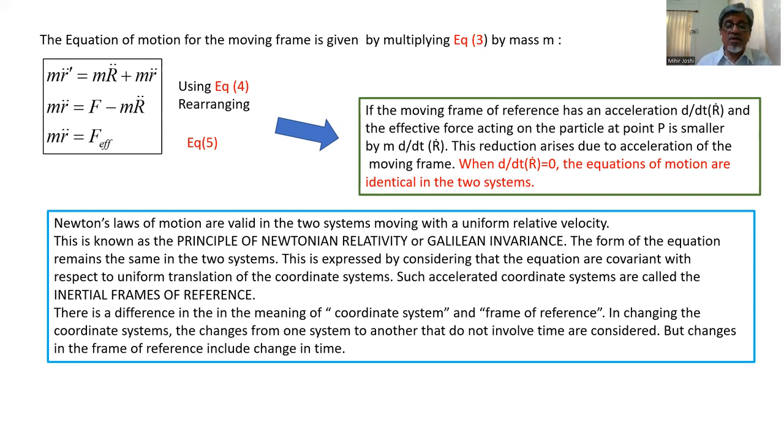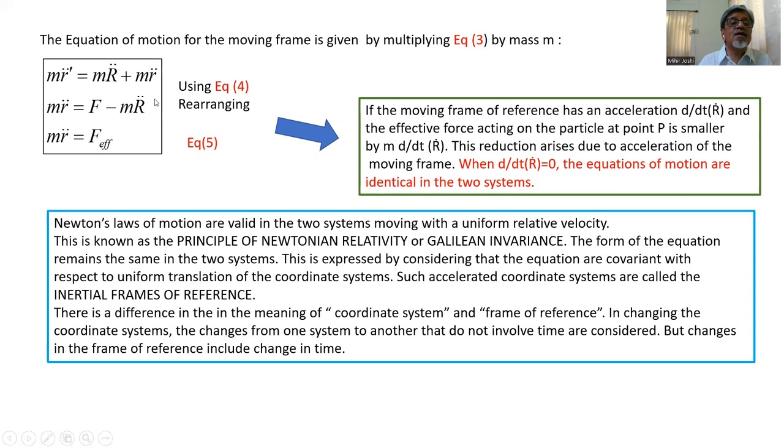So this reduction in the force, which is represented over here in equation number 4, is F minus m capital R double dot. When capital R double dot is equal to 0, the equation of motion is identical in the two systems.